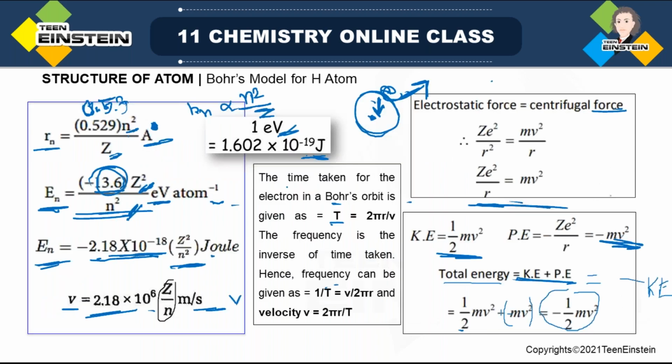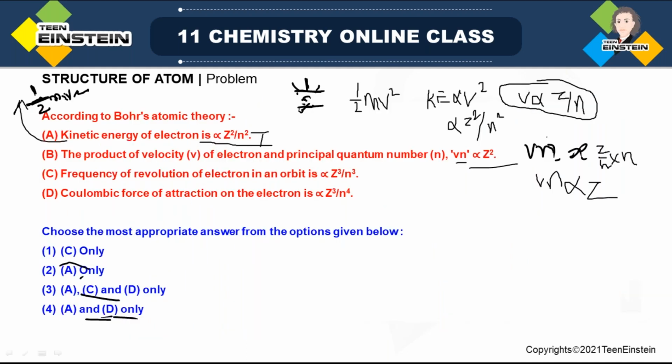Remember again in the previous slide what we have seen. Frequency, 1 by t, is equal to V by 2 pi r. So now we will apply this. Suppose frequency, mostly we express it in nu, but here I am writing it in terms of f, is equal to 1 by t, and 1 by t is equal to V by 2 pi r. And in place of V, we can write that V is proportional to Z by n, that is already mentioned here, and 2 pi r is still present.